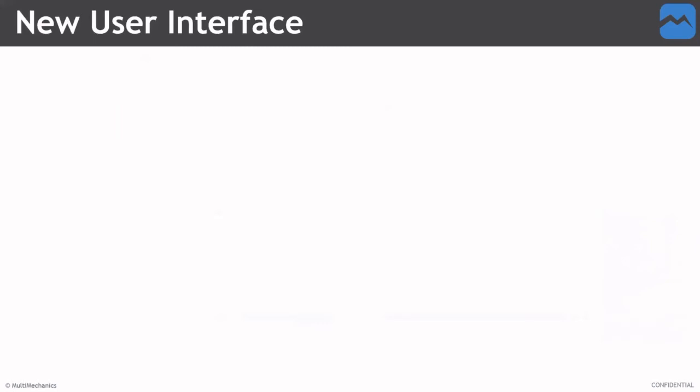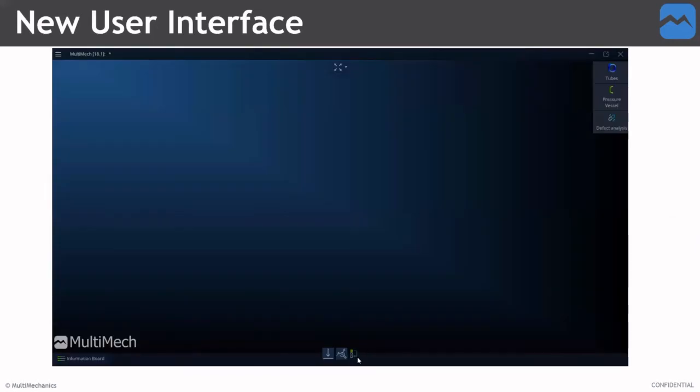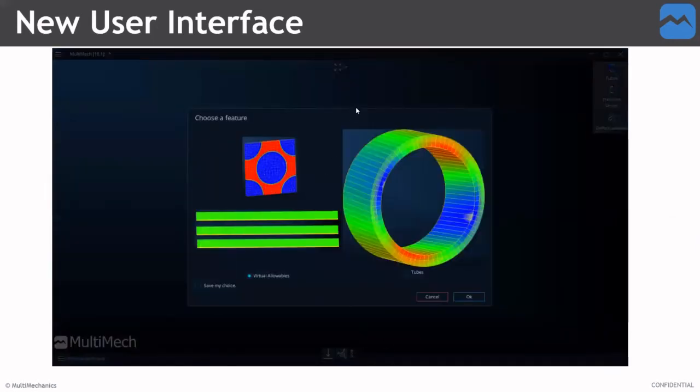But for the first part, we're making a few applications, the first of which is a tube application. So when you open up the new GUI, you'll see that you have the option to select tubes.